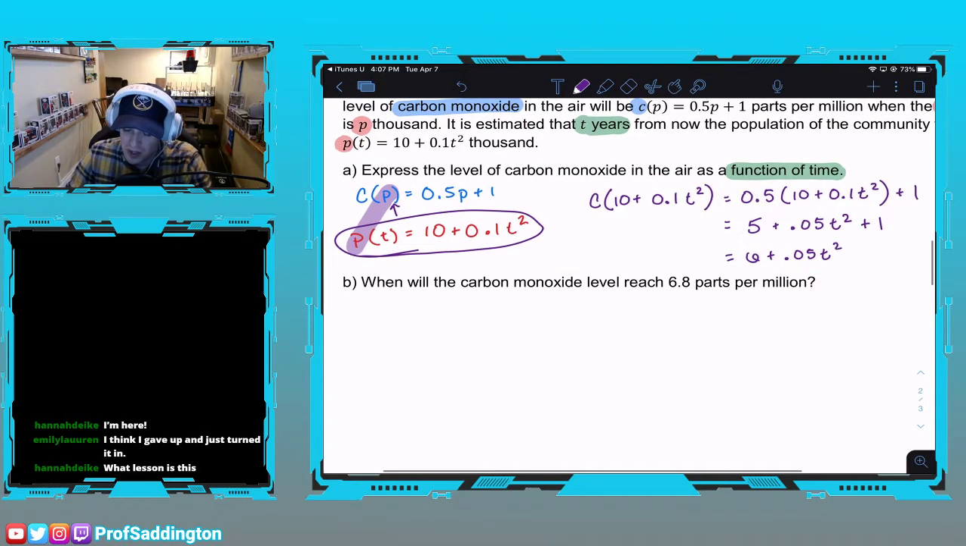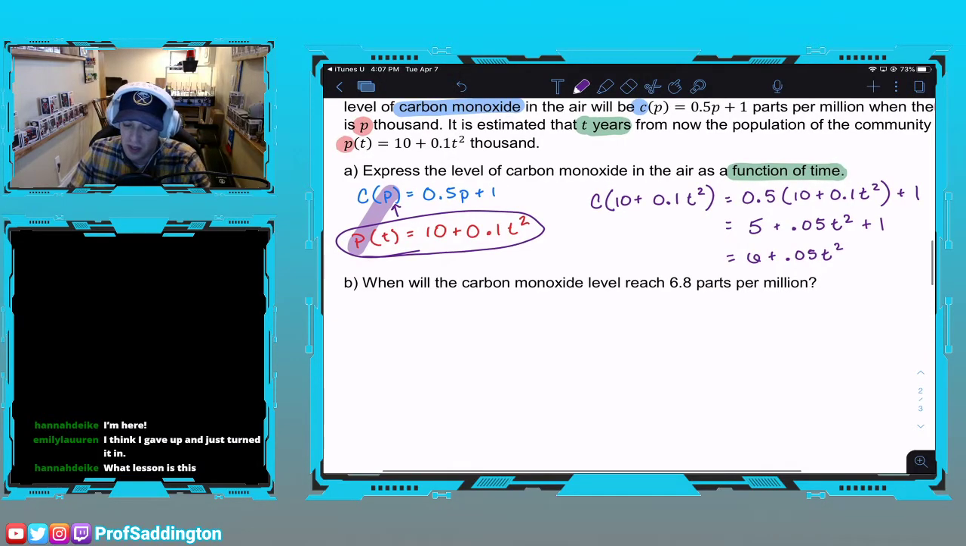So when you are solving this, the goal is to try and find the letters that match. Since it was P's that matched, it was telling us we needed to substitute P into the equation. Now that we did all of this, we now just solved it. We solved carbon monoxide in terms of time, in terms of the number of years.